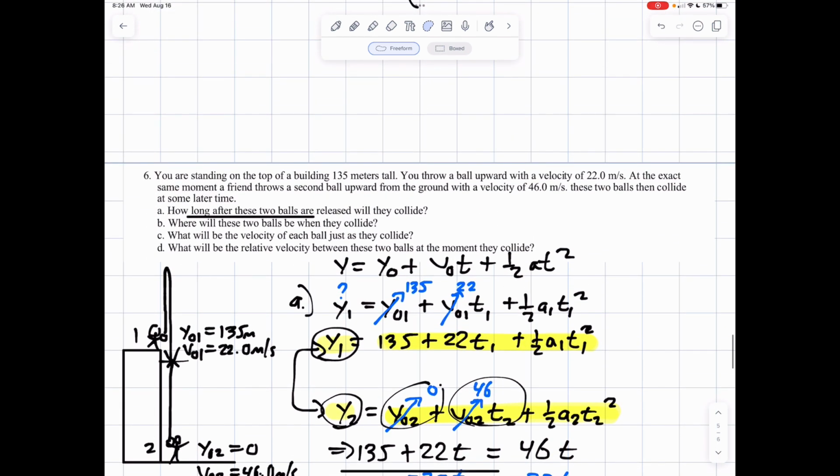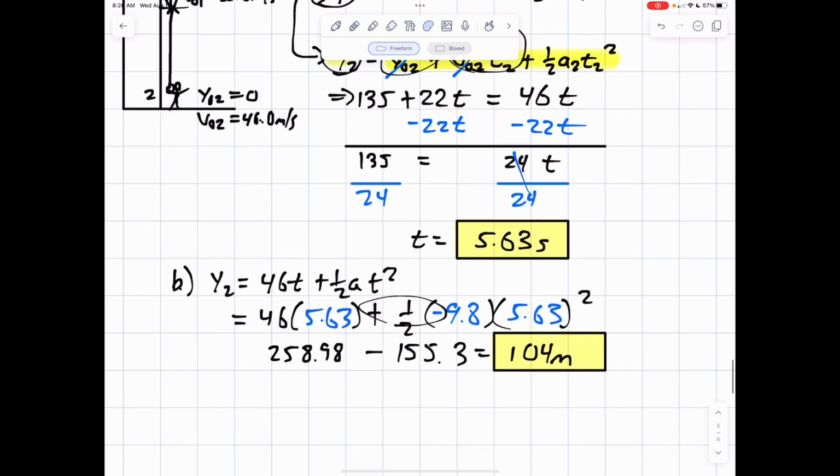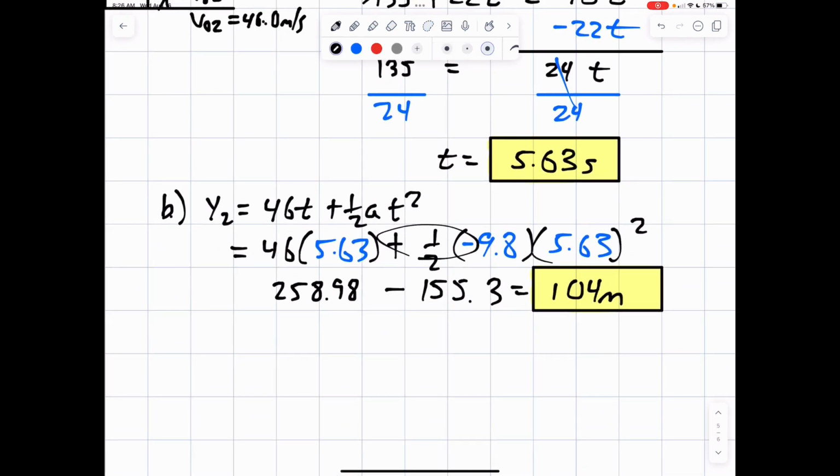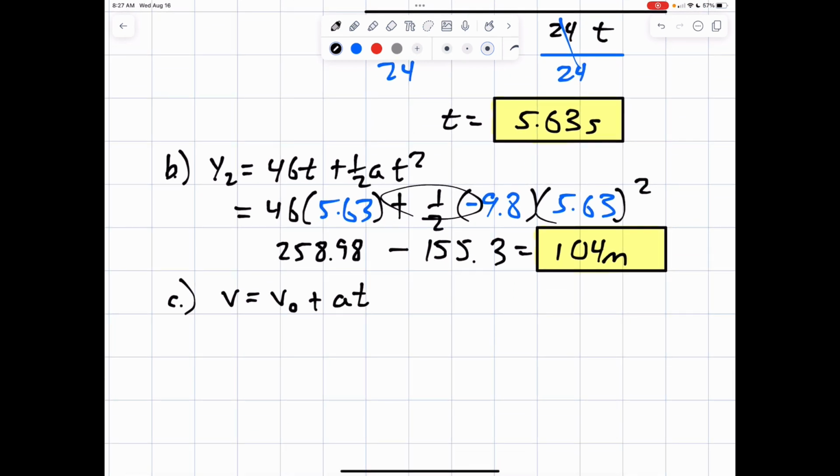Now part C is asking for the velocity of each of these balls just as they collide. So now we're looking at velocity as a function of time. For that, we'll use equation number 8. v equals v naught plus a times t. But you have to do it for each one. So v1, v naught 1, a1, t1, all that. And then same thing for the other ball. So we're making this calculation happen twice.